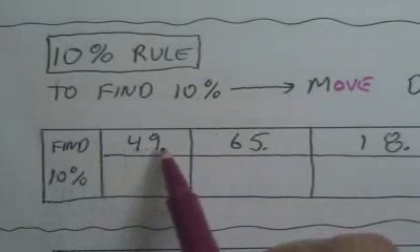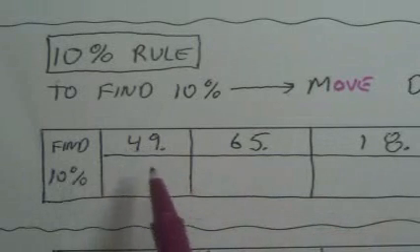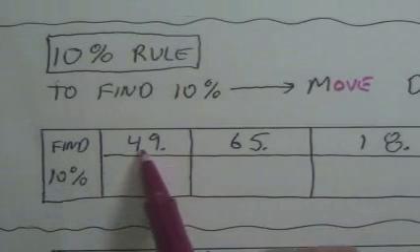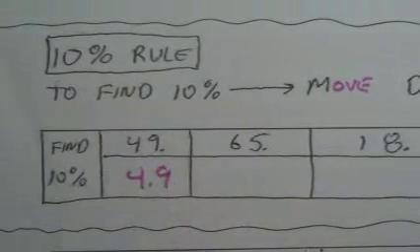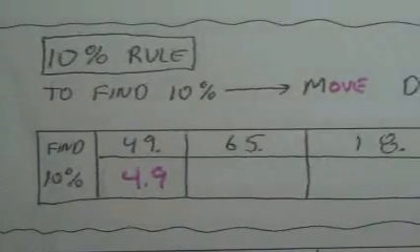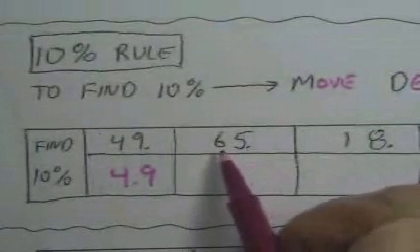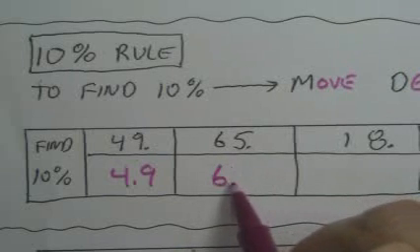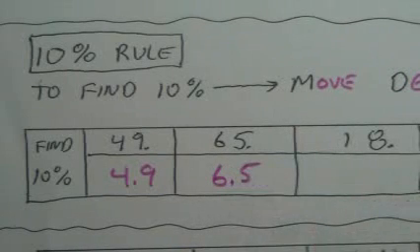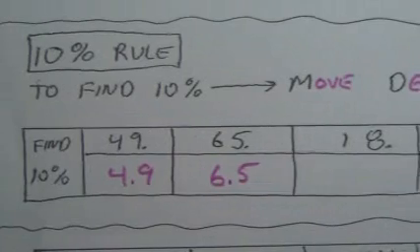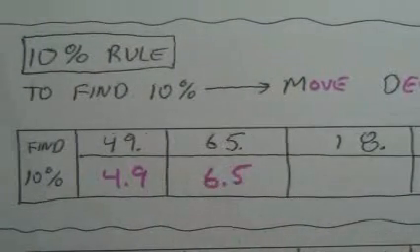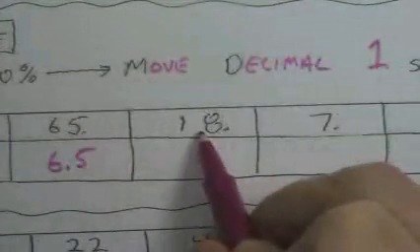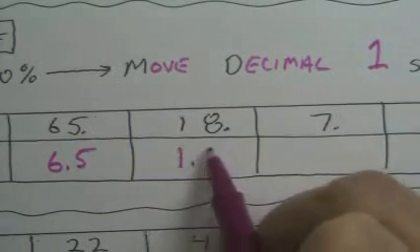Okay, I want 10% of 49. Well, we moved the decimal just one space, so it becomes 4.9. Okay, for 65, 10% of that is 6.5. So 10% of $65 is $6.50. Okay, 10% of 18, move the decimal one space, it's 1.8.